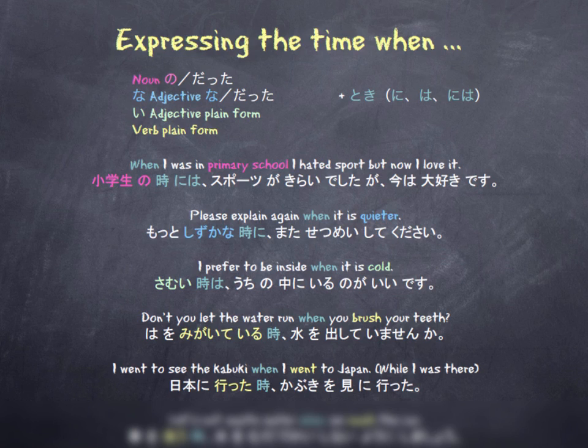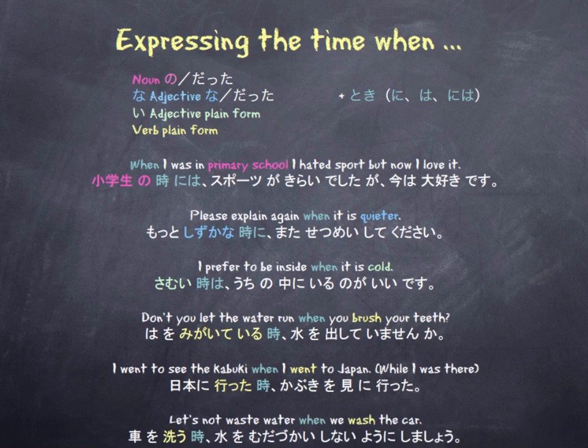So let's take a look at another example. I went to see the kabuki when I went to Japan, while I was there. 日本に行った時、kabukiを見に行った. In this case, we have a verb again in its plain past tense, and then we've attached toki to the verb. Toki is also just standalone. There's no particle following it. And together they mean when I went.